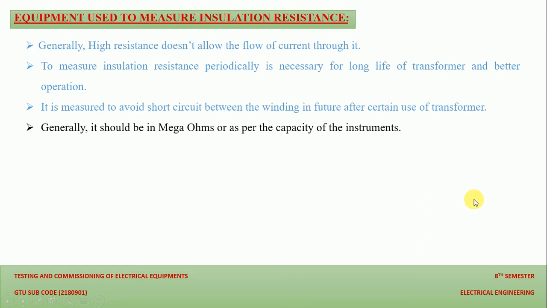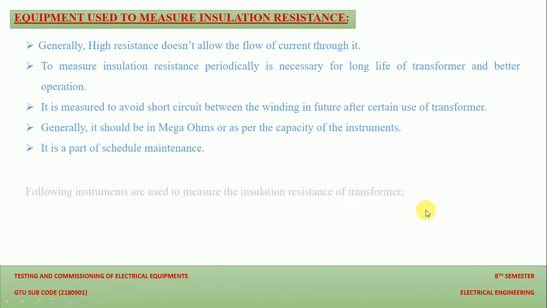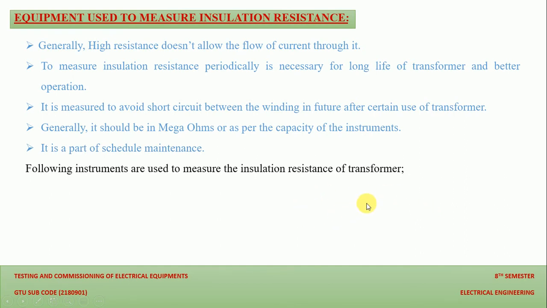So it should be in mega ohm as per the capacity of the instrument, and yes, it is a part of scheduled maintenance. After certain use of the transformer, it is scheduled that we have to check the insulation resistance of the transformer. And generally we use different instruments to measure the insulation resistance of the transformer. For the measurement of the transformer insulation resistance, we generally use a Megger.